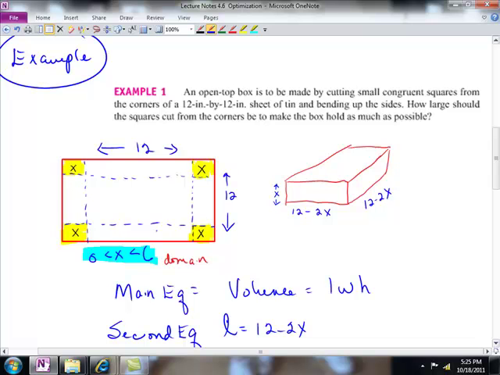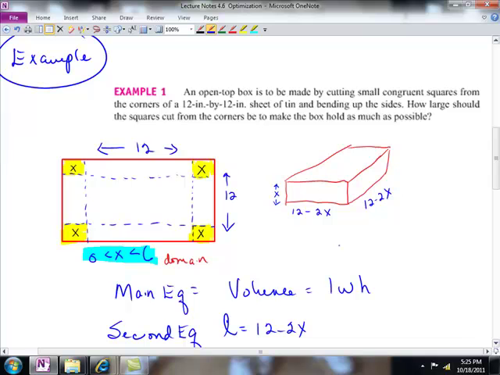Okay? So think about the dimensions of what is left. On this end, you have 12 and you take away 2x. On this side, same thing, 12 minus 2x. And the x becomes the height of the box. So I've drawn in my dimensions there.